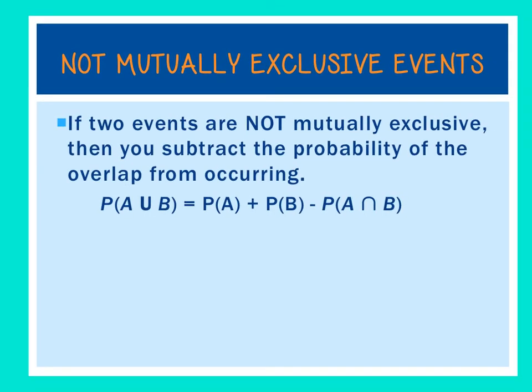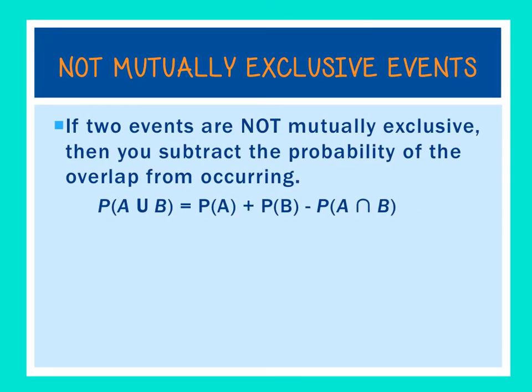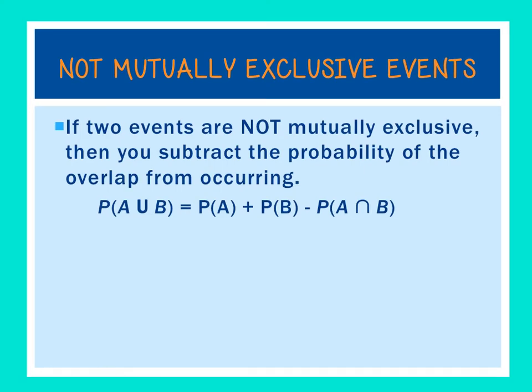All right, not mutually exclusive events like we just talked about, ones that overlap. If they are not mutually exclusive, then you have to subtract the probability of the overlap from occurring. So you're going to find the probability of the first event occurring, the probability of the second event, and then you're going to subtract from it the probability of the overlap. So we're still adding here because it's an or, but this time the or can be happening in both, like at the same time. So we subtract off the probability of them both happening.